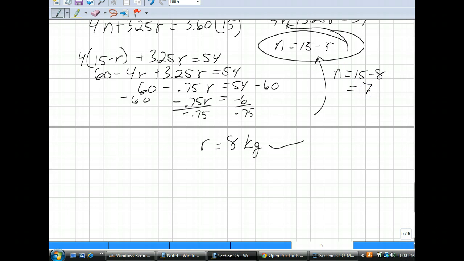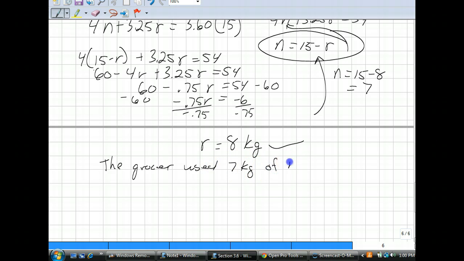Okay? So the question was how many kilograms of nuts were used? So the answer is the grocer used 7 kilograms of nuts to make his mixture of nuts and raisins.